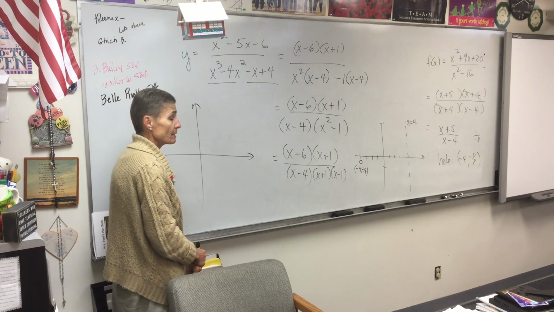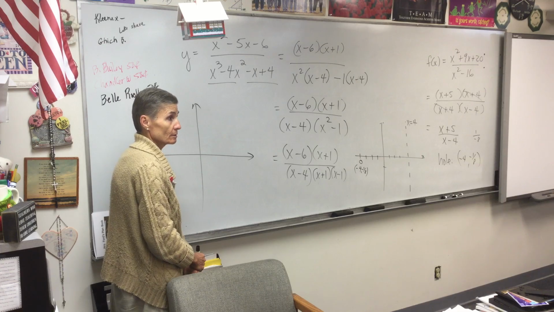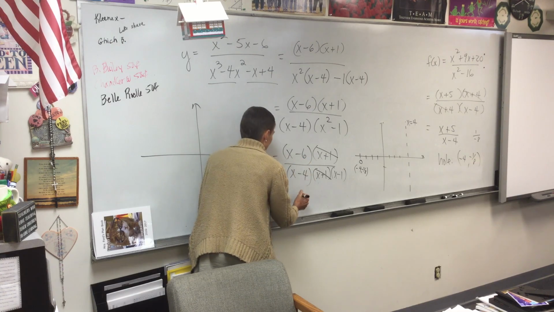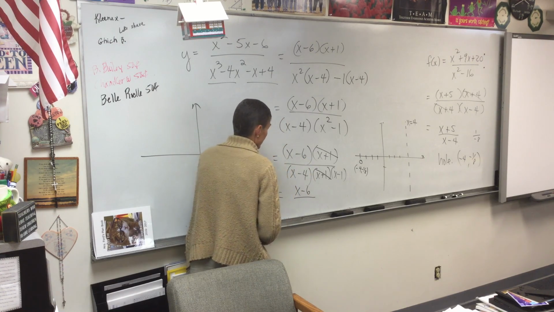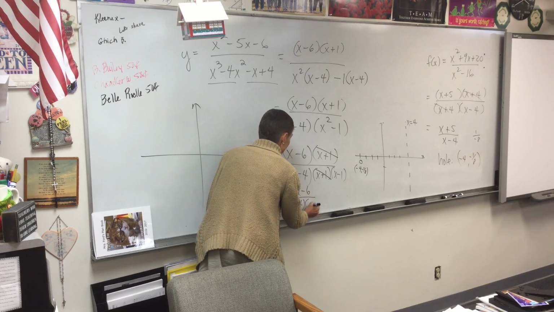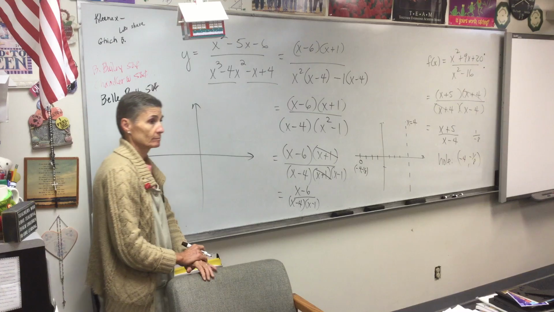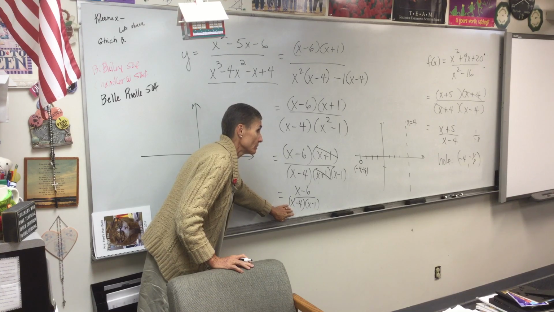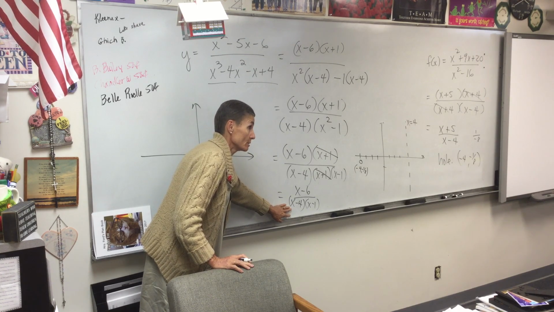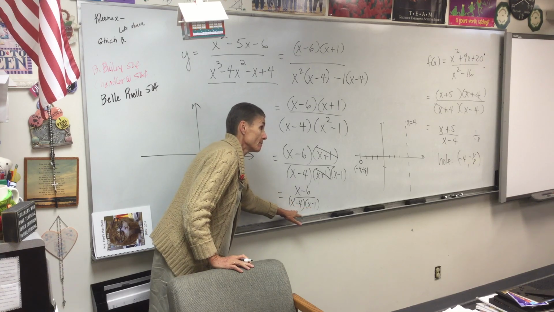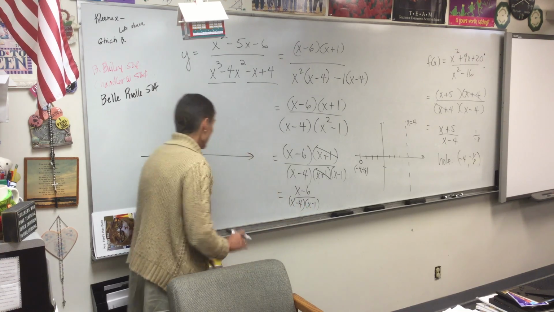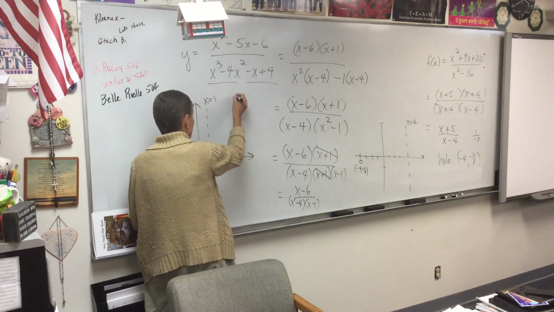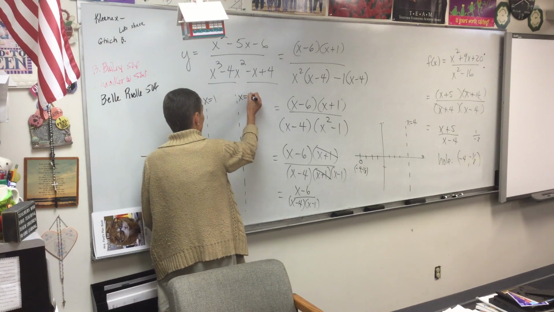But before I do that, I better cancel. So finally, after all that work, I have (x - 6) over (x - 4)(x - 1). Now these did not cancel, which means they're going to be asymptotes. So where are these asymptotes going to be? At positive 4 and positive 1. So your job is to draw an asymptote where x equals 1 and draw an asymptote where x equals 4.